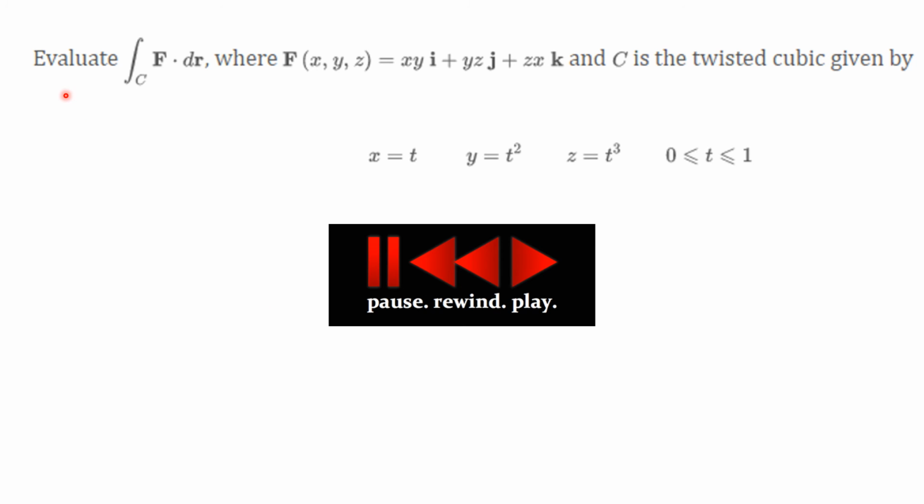Here's another problem for us to do. Now we're going back to three dimensions. Evaluate the line integral over C of f dot dr. This is a work problem again. And this is what f of x, y, z is in the i, j, and k directions. And C is the twisted cubic given by this parameterization: x is t, y is t squared, z is t cubed, and t runs from 0 to 1. You know what to do. Let's see how you did.